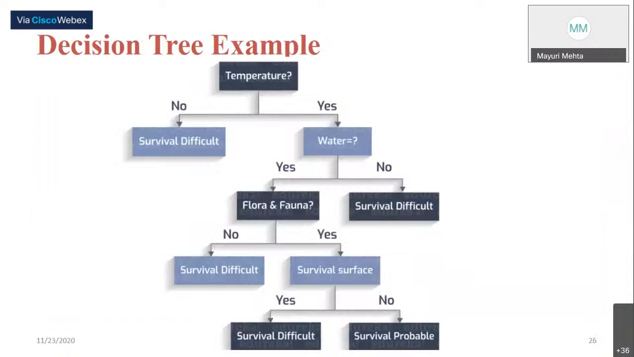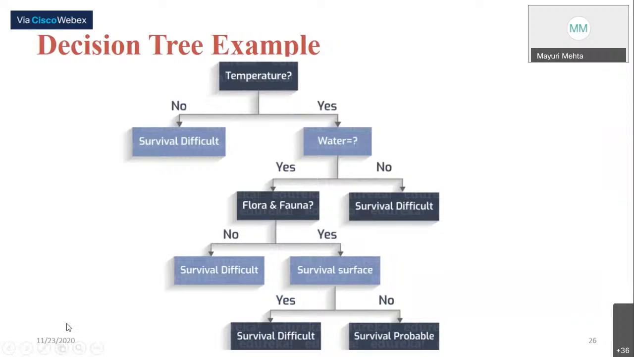For example, let's see the example. This is the example of a decision tree for deciding whether life is possible on a newly discovered planet or not, right? A new planet is discovered, and we want to determine whether life is possible over there or not. So there are n number of deciding factors, and these n number of factors need to be thoroughly researched to make intelligent decisions.